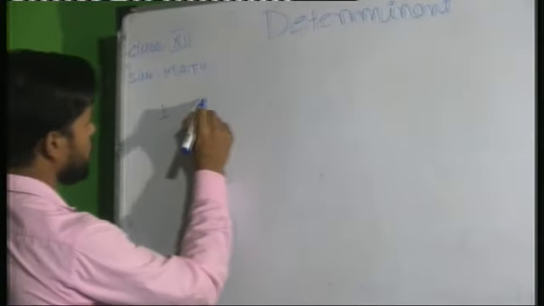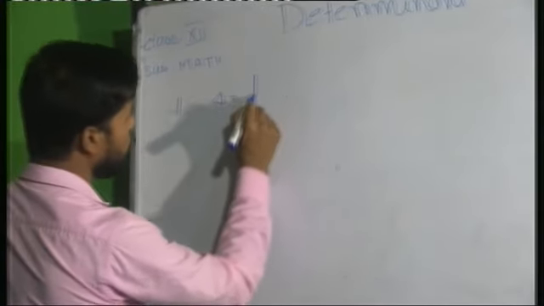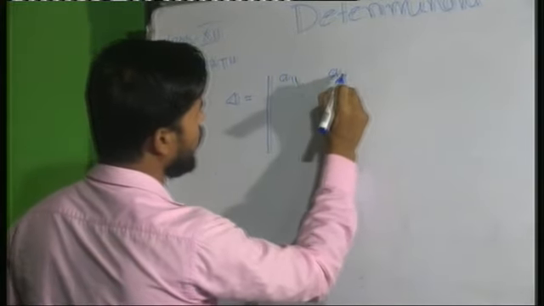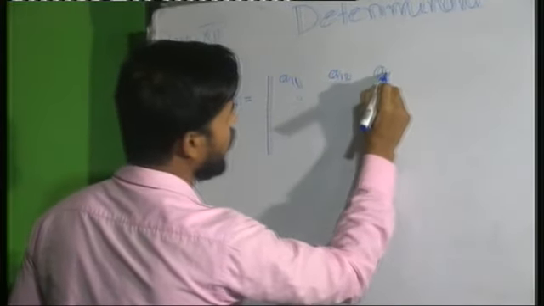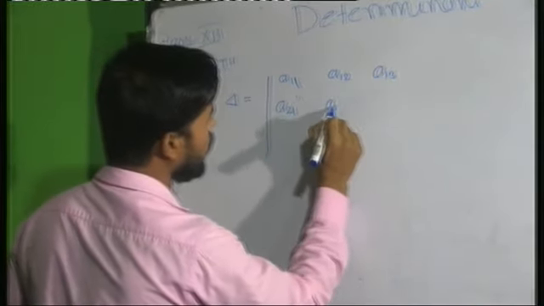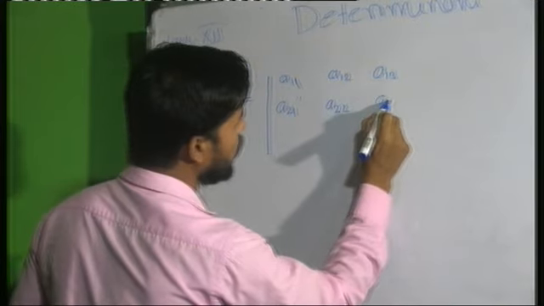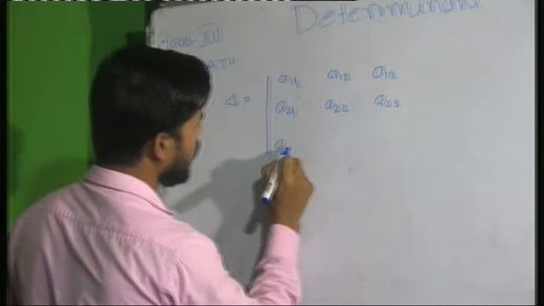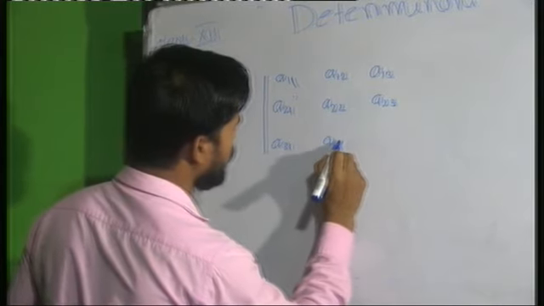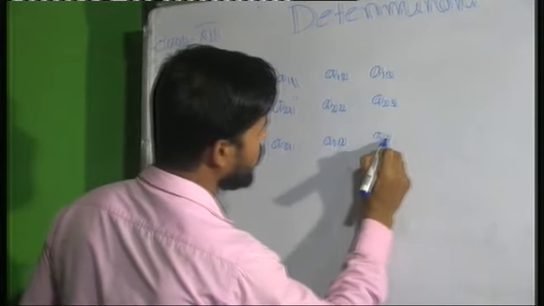Let delta equal to determinant of A11, A12, A13, A21, A22, A23, A31, A32, A33.